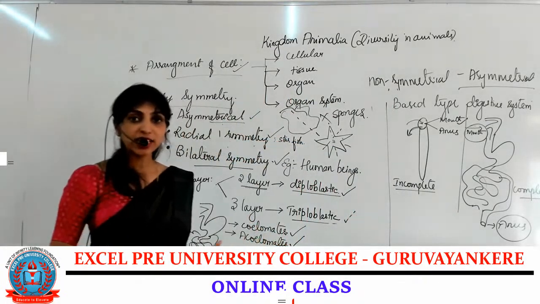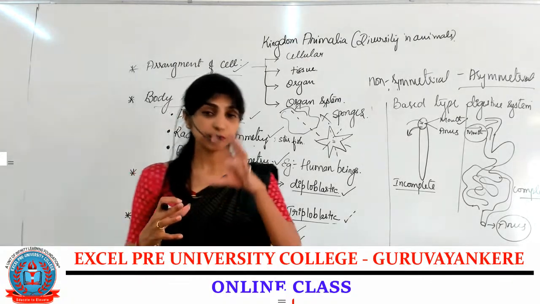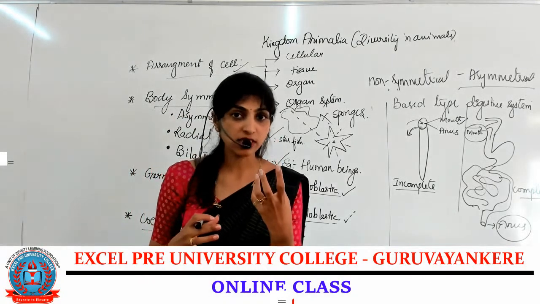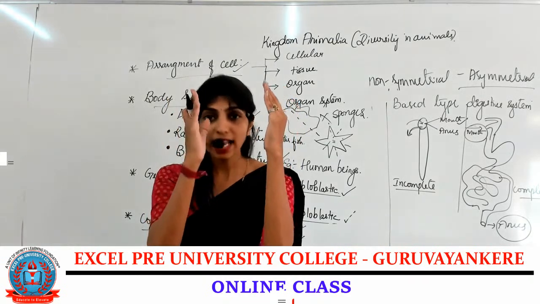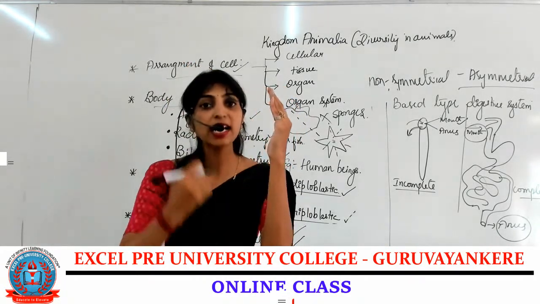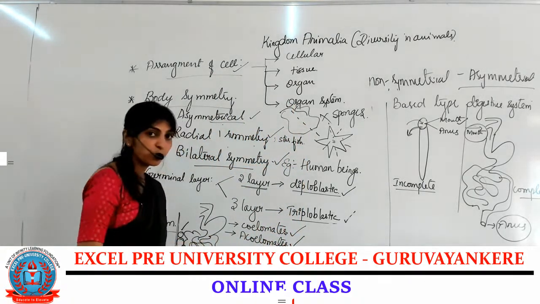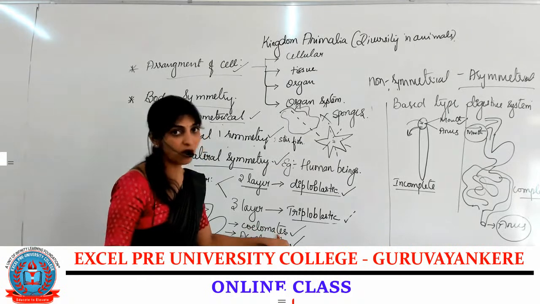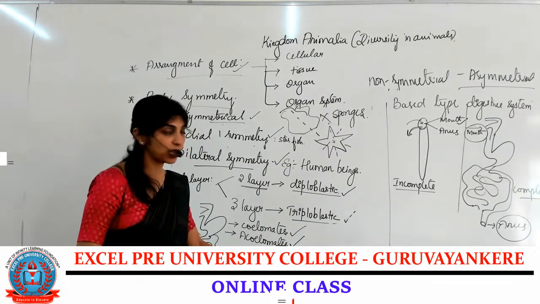The next characteristic feature is coelom, which is based on body cavities. Here, the body cavity is present between the internal organs and the body wall. The space present between them, the body cavity, we call it coelom. Animals with a coelom are called coelomates. If they do not have a coelom, they are called acoelomates.